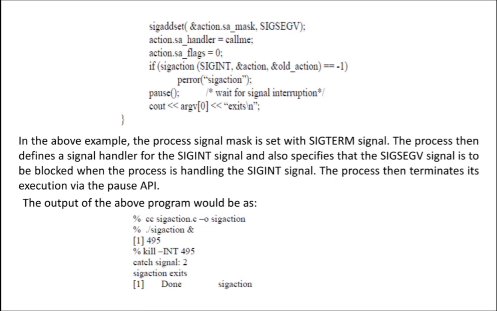Next, the SIGSEGV segmentation signal is to be blocked when the process is handling the SIGINT signal. I told you already which signal you are adding to the mask: the SIGSEGV segmentation signal, right? Hope you are understanding, guys. So this is the output. What is the action it took? Kill action it took. It captured the signal, it killed, and it is going to exit.